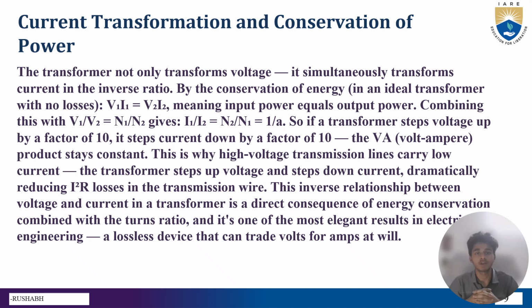In this slide, we are going to learn about the current transformation and conservation of power. A transformer not only transforms voltage, it simultaneously transforms current in the reverse ratio by the conservation of energy in an ideal transformer with no loss. V1 I1 is equal to V2 I2, meaning input power equals output power. Combining this with V1 by V2 is equal to N1 by N2 gives I1 by I2 is equal to N2 by N1 is equal to 1 by a.